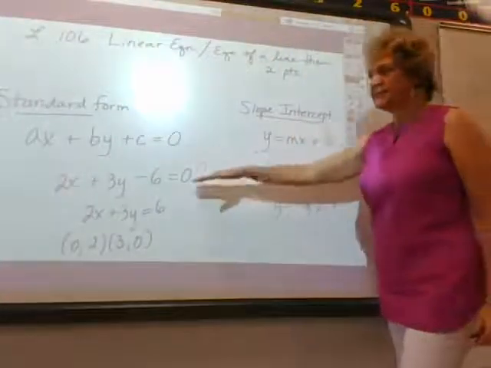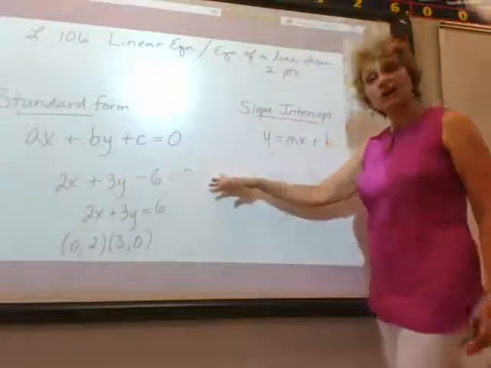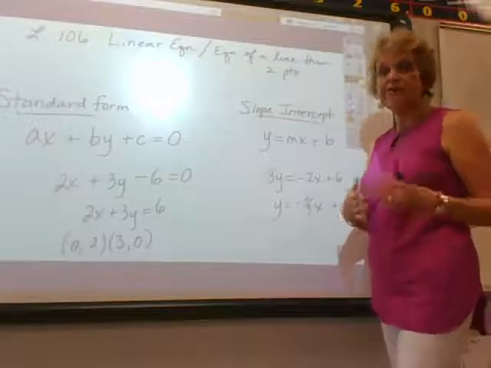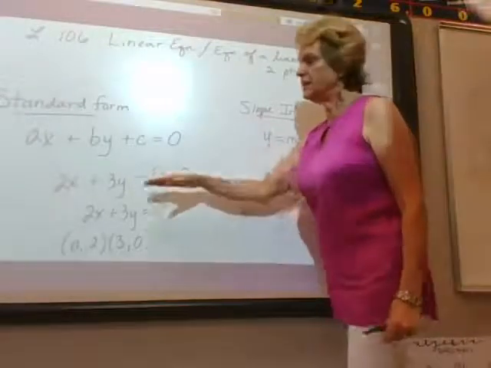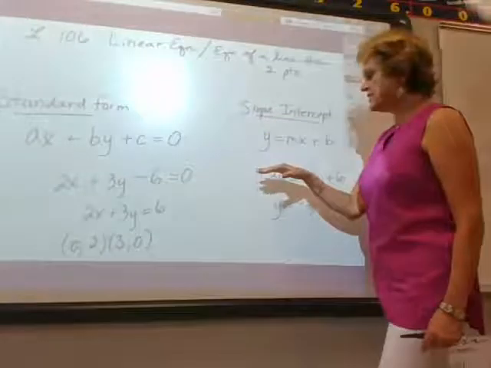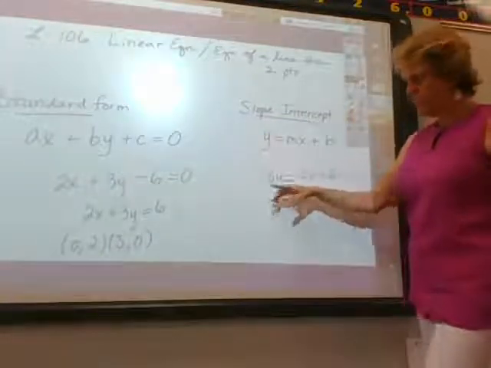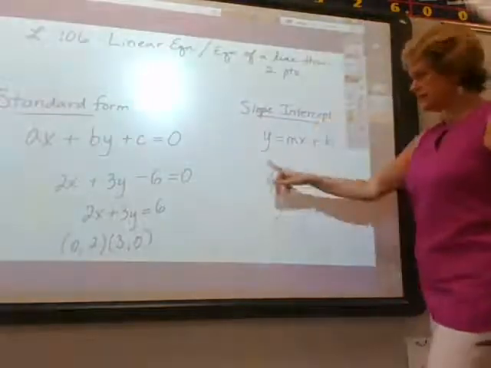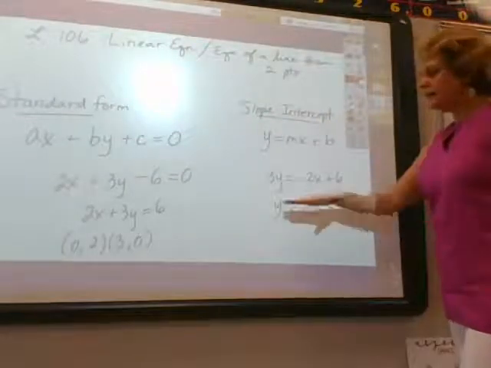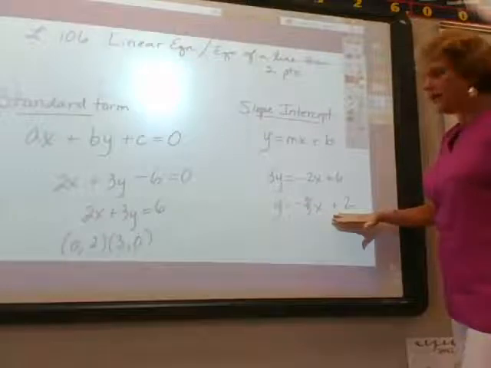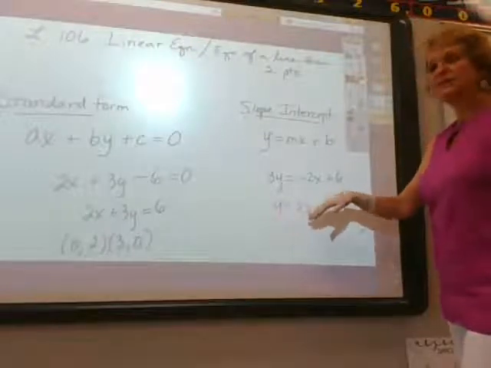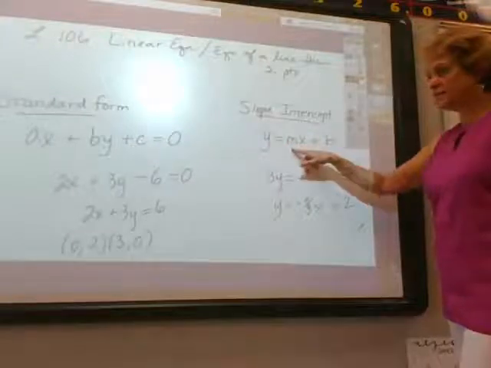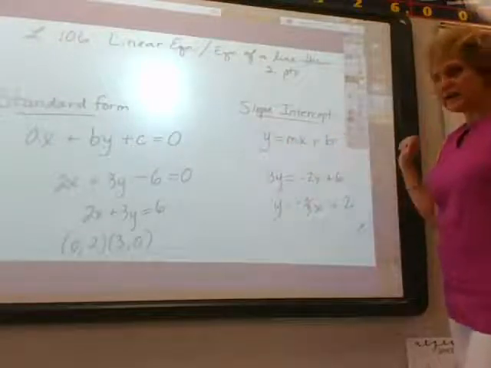Slope-intercept, if I take this same equation and I solve for y, remember you have exercises sometimes and it'll say solve for a letter, usually y. Well, that's the reason. We want to take this equation and solve for y. And so I did. I have 3y. I subtracted 2x and I added 6, and then I divided through by 3, and so now this is in slope-intercept form, okay? Y equals mx plus b. The m is the slope, the b is the y-intercept.